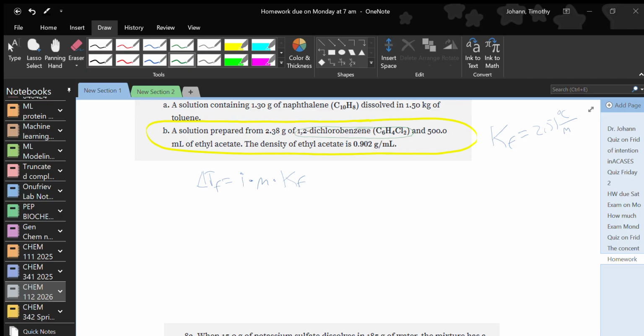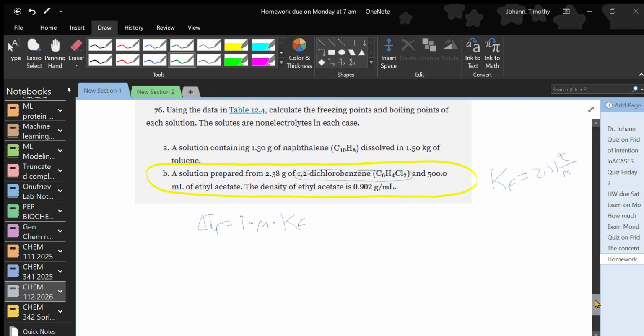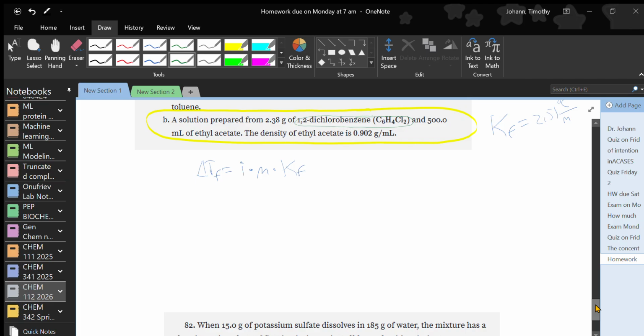What's the Van't Hoff factor going to be for a non-electrolyte? If you read fast, the solutes are non-electrolytes in each case. So what's the Van't Hoff factor? The Van't Hoff factor tells me when I dissolve something how many extra particles I get. If it's a non-electrolyte, does it split up into things in solution? No. So what's my Van't Hoff factor? 1. Okay, so we don't need to look up our Van't Hoff factor.